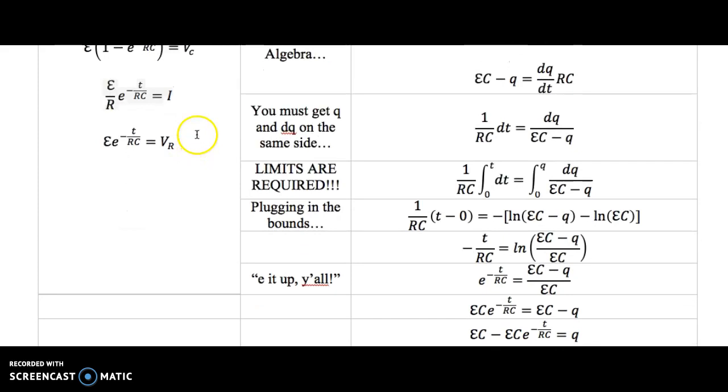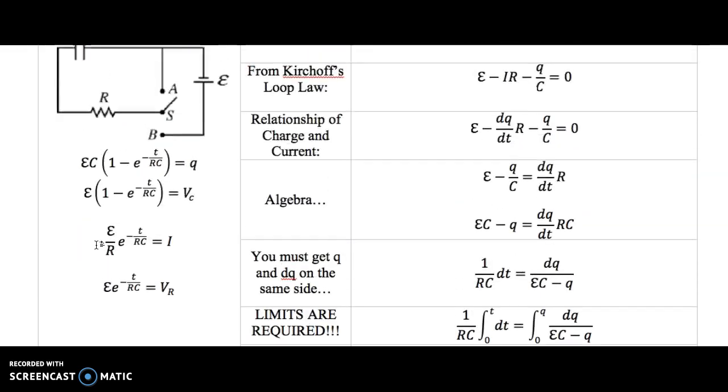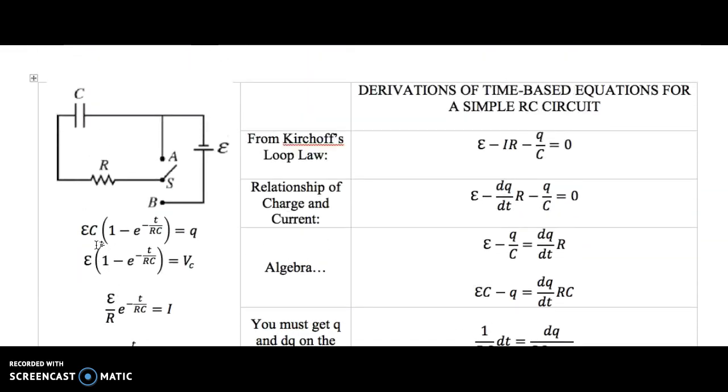That's the current through the resistor. And now the voltage on the resistor you can get by saying V equals IR. Take this equation, multiply both sides by R, and now you have the voltage on the resistor as a function of time. Now those are the equations for charging the capacitor.